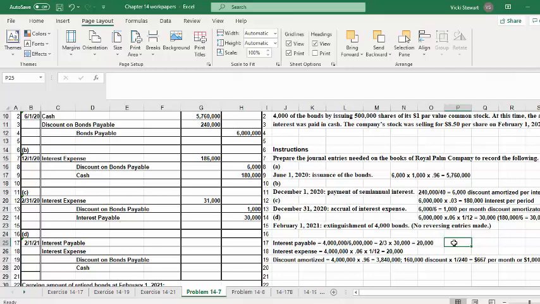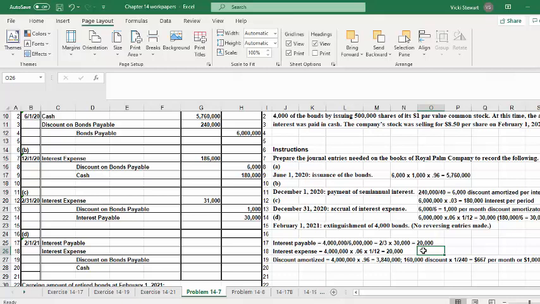Next, we need to determine the amount of interest expense that has accrued on the 4,000 bonds for the 1 month from December 31st to February 1st. So we take the face amount of the bonds, $4 million, times 6%, times 1 divided by 12, and we get $20,000 of interest expense.